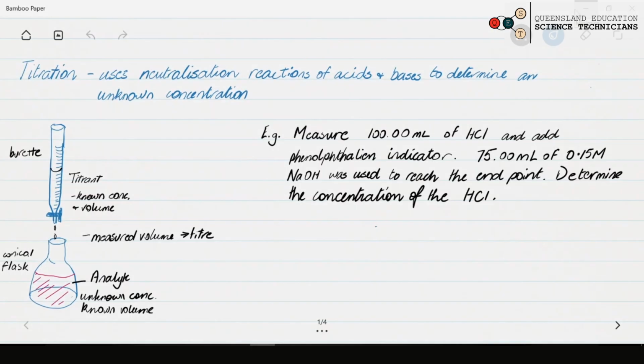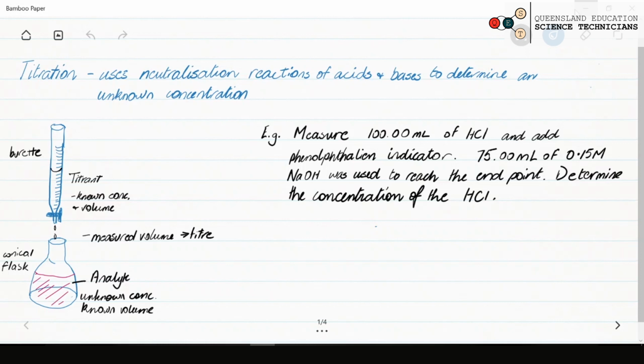So let's look at solving some titration problems. With a titration, you're trying to reach the neutralization point of an acid and a base to determine an unknown concentration of one of them. In our equipment, we will use a burette, which is an accurate way of measuring a volume, which has a stopcock, so we can stop the flow.